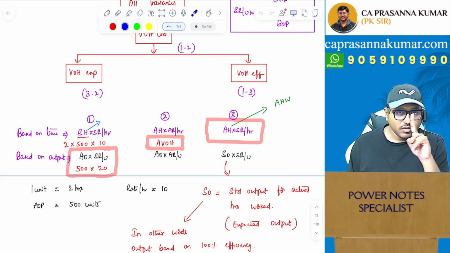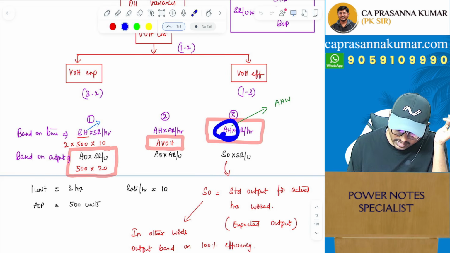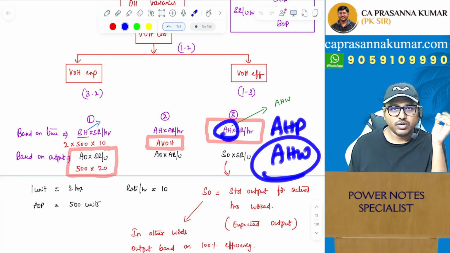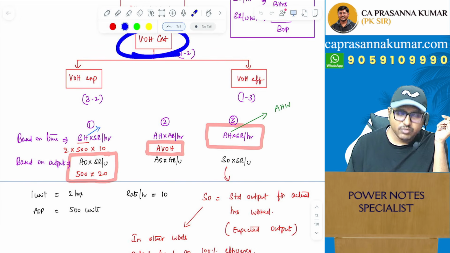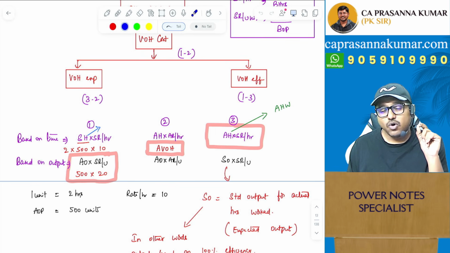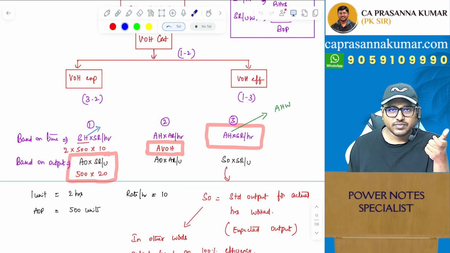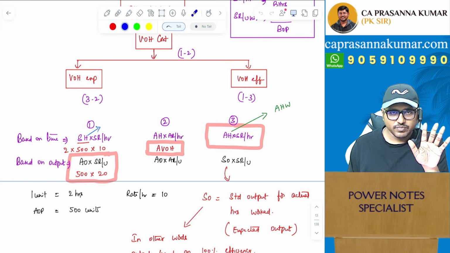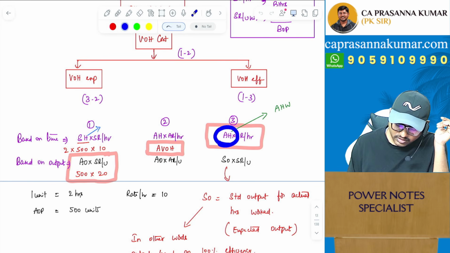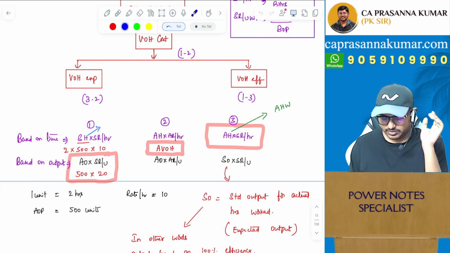That's all. Most important point here is when I say AH, is it actual hours paid or actual hours worked? The answer is actual hours worked only. Why? Because we are talking about variable overheads. Variable overheads means it is a variable cost, and variable cost will vary only when there is output, and there will be output only when you work. In idle hours, there will be no output. When there is no output, there is no variable cost. Here, therefore, AH means it is obviously actual hours worked.